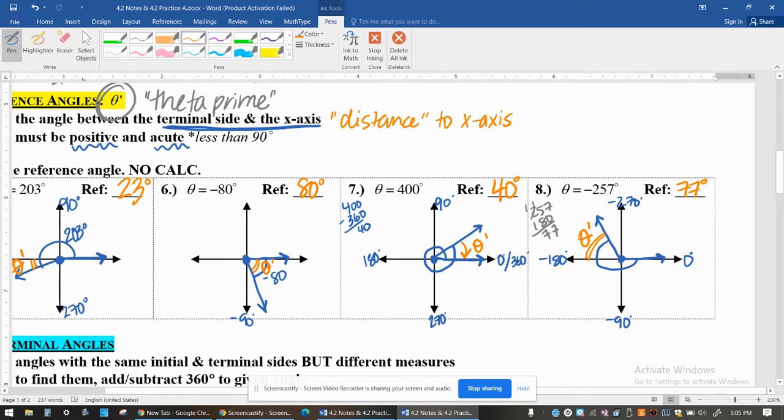77 degrees. All right, pause for a second and think about what we just did. See if it makes sense. And then we'll continue on. So remember, reference angles are always to the x-axis. They have to be less than 90, and they are always positive.